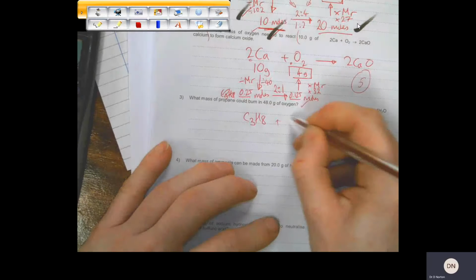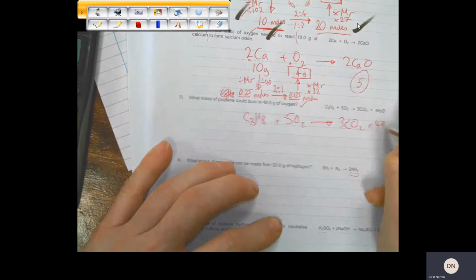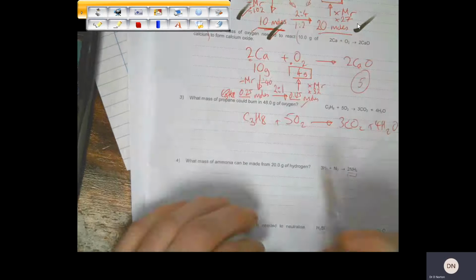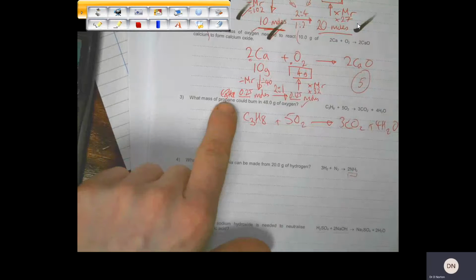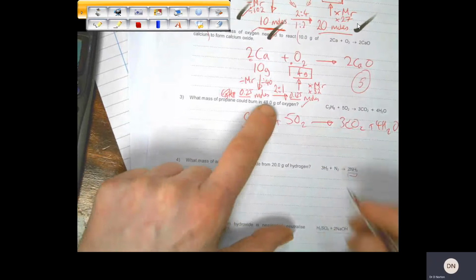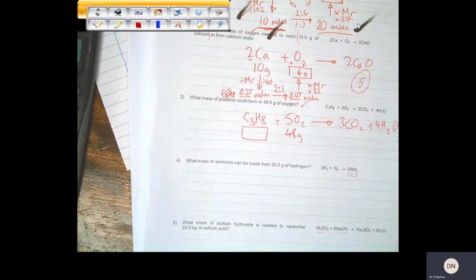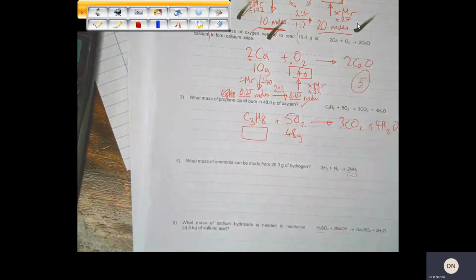C3H8 plus 5O2 makes 3CO2 plus 4H2O. Then you go, what have you given me? What mass of propane? This is propane. What mass of propane? There you go. So how much of that can burn in 48 grams of oxygen? So they're giving me 48 grams of oxygen. So this is showing you that you can go in the other direction too.